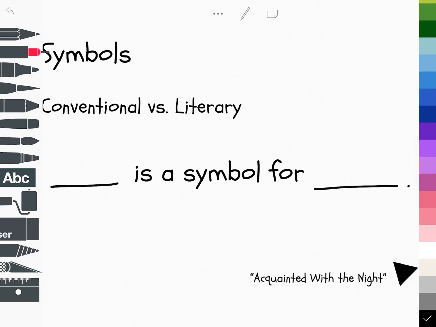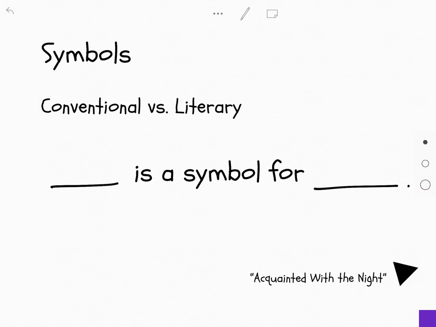Now I think you've all heard the expression that something is a symbol for something else, but I do want to differentiate between the types of symbol. So a conventional symbol is like the American flag. That is an item that is a symbol for patriotism, a symbol for whatever abstract idea you want to attribute it to. Conversely, a literary symbol is tied to a text, so a novel, something specific. And those are kind of the two types of ways we look at symbols. And for our purposes, obviously, we're looking at literary symbols.